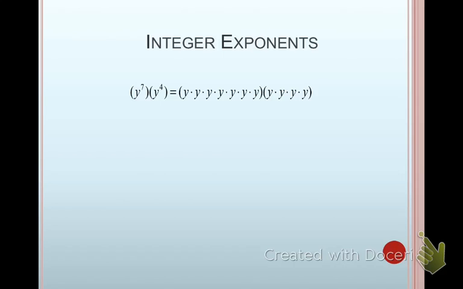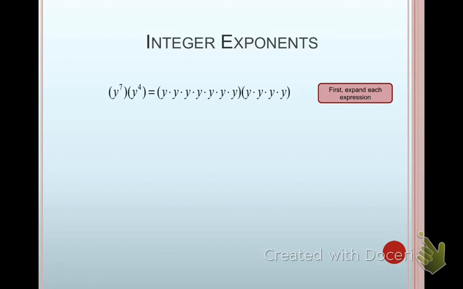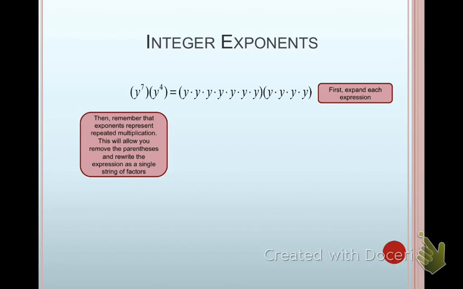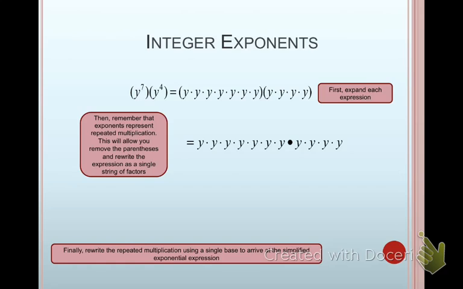Okay, here's our next one, y to the 7th times y to the 4th. So if we expand it out, we've got 7 y's being multiplied and then 4 y's being multiplied. We can then remove the parentheses, and we are left with y to the 11th. We have 11 y's being multiplied together.